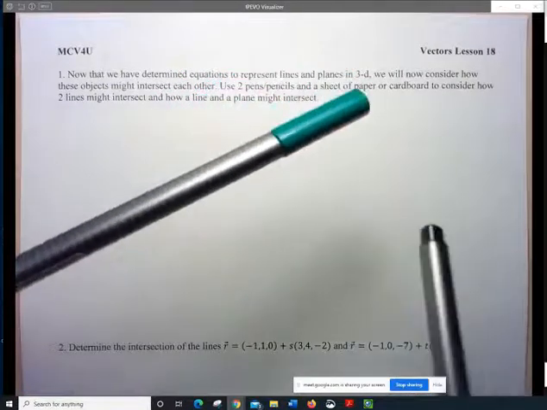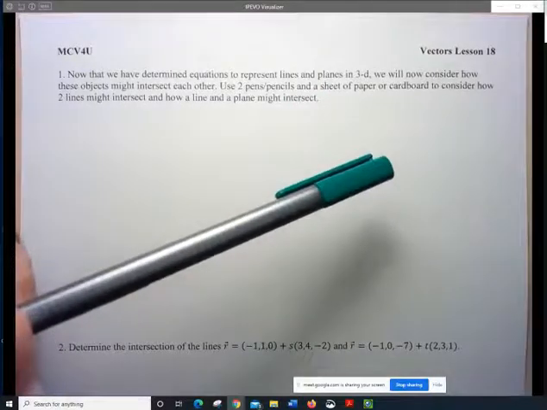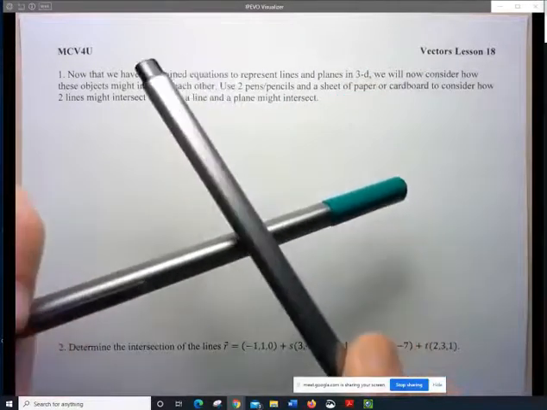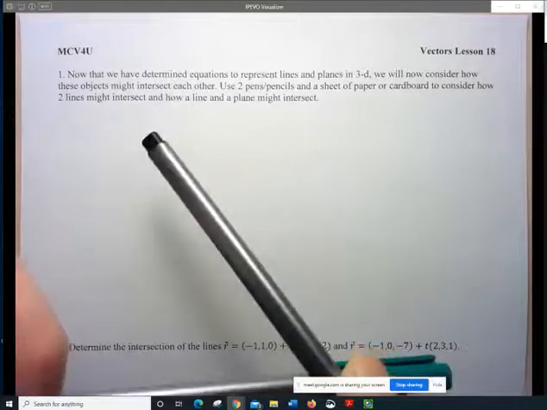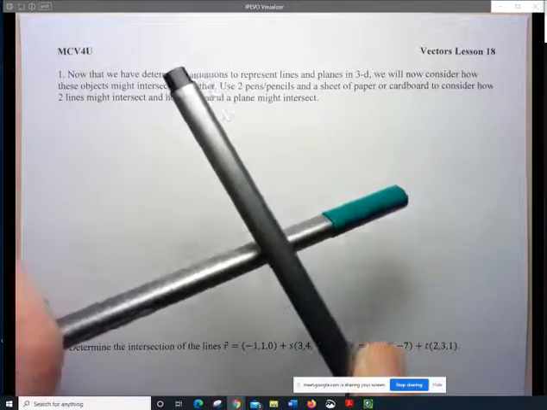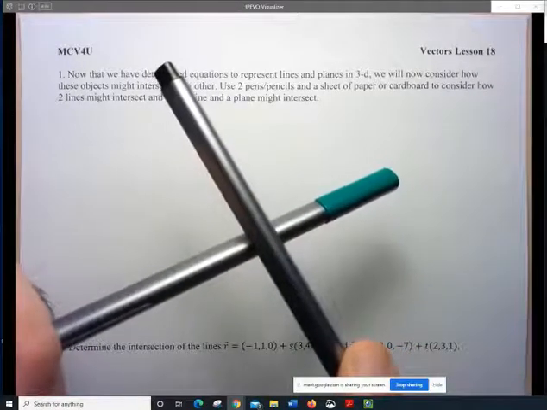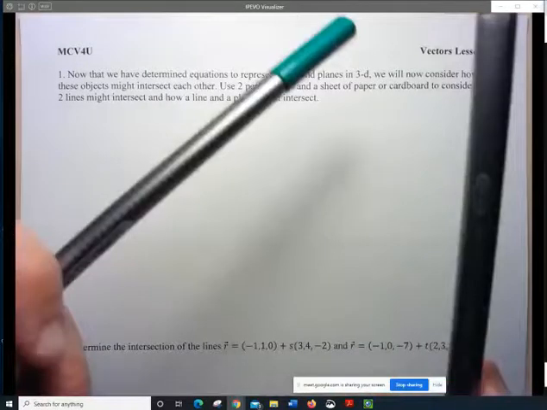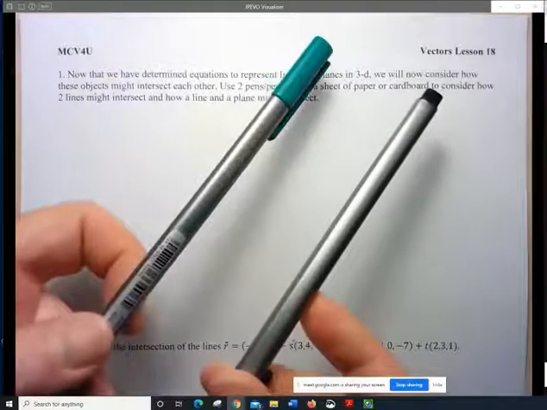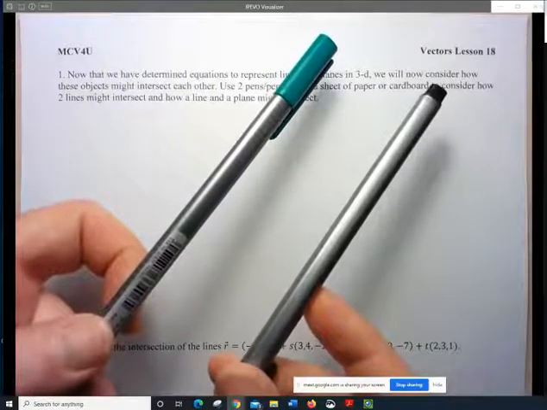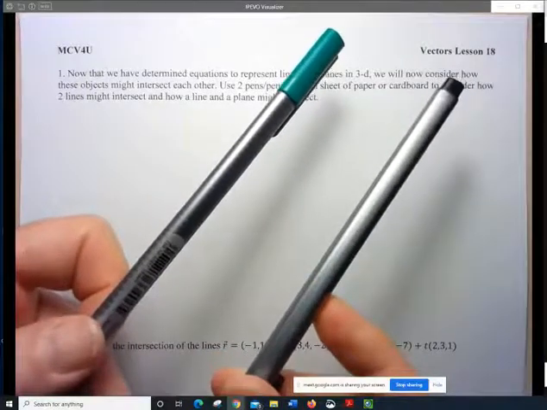Maybe let's start with the ones that are similar to what we see in 2D. Definitely you could have two lines that intersect each other at one point. We see here that these lines are not parallel, so they could intersect at one point, good. Anything else that can happen? They could be parallel and distinct, where they have the exact same direction, but they don't share any points at all. So parallel and distinct, good.